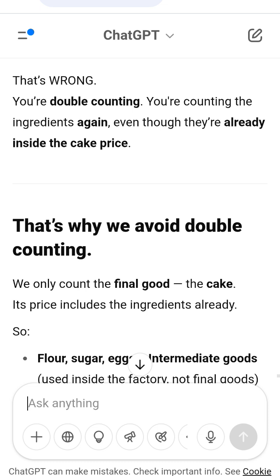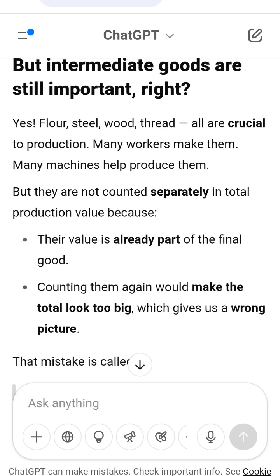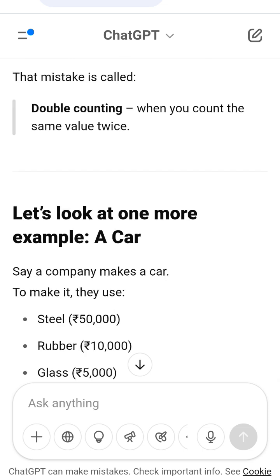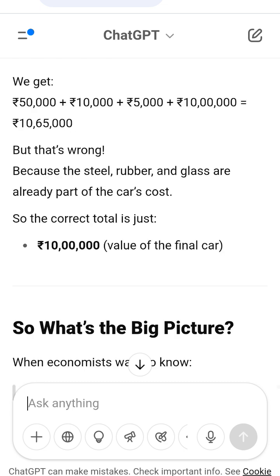So what's the big picture? When economists want to know how much the country produced, they only count final goods and services, add their money value, and ignore intermediate goods separately to avoid double counting. This gives us a clean, accurate number called Gross Domestic Product, GDP: the total value of all final goods and services made in a country in a year.